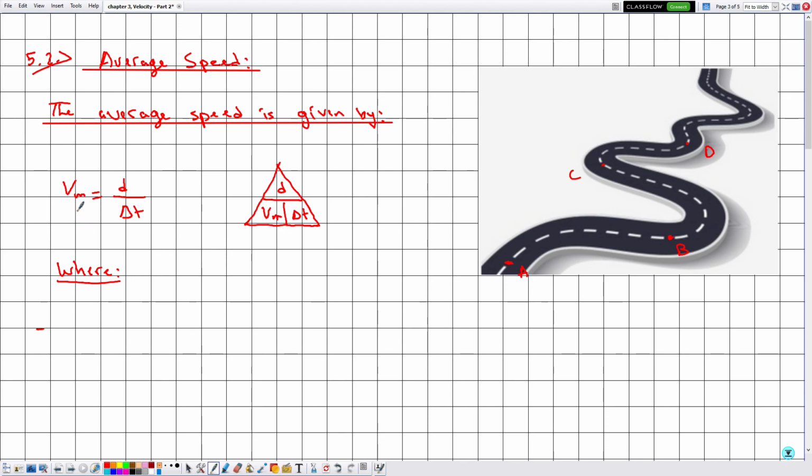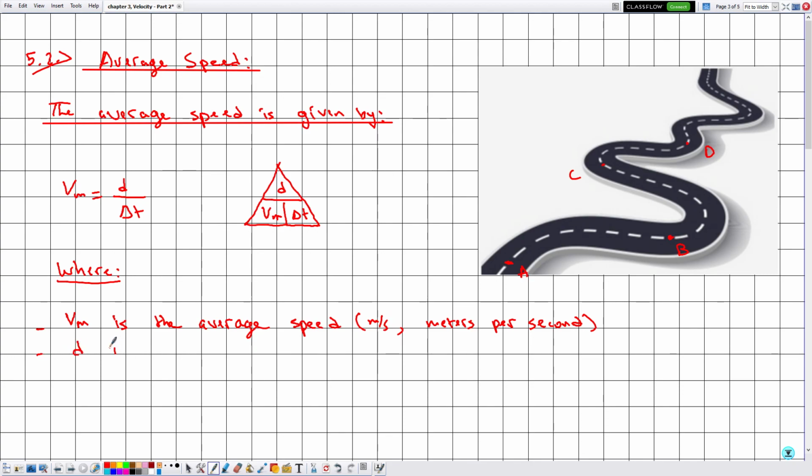Now let me introduce each quantity with its corresponding SI unit. Then Vm is set to be the average speed, and the SI unit of the average speed is given by meters per second. And its symbol is given by m/s.